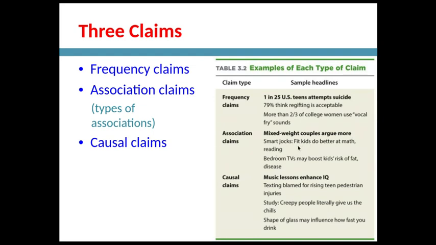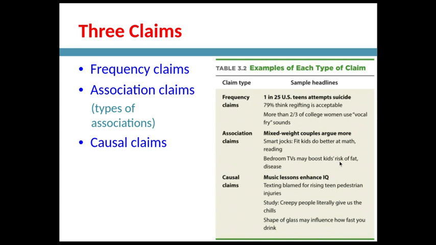So there must be a correlation between the weight of the couples and how much they argue. You would measure the weight. That's one measured variable. You would measure the frequency of their arguing, however you want to do it, per day, per month, per week. And you have two measures. Smart jocks, fit kids. So you have kids that are fit and healthy or do a lot of exercising, and maybe you just measure how fit they are or how healthy they are, and then you look at their math and reading scores.